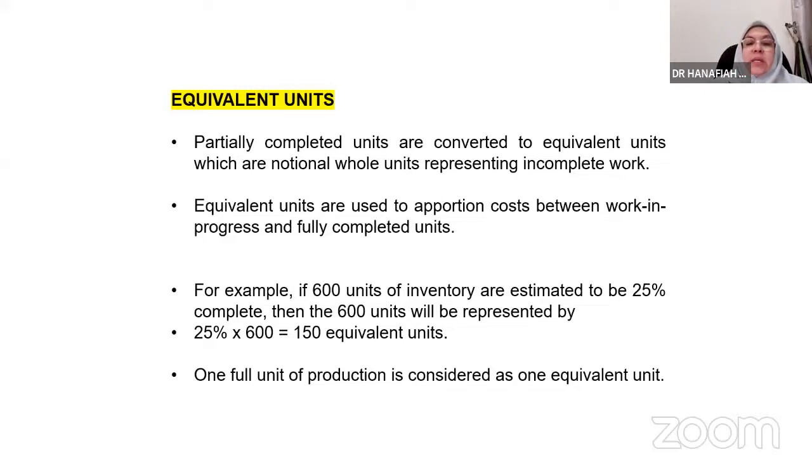For example, if you have 600 units of inventory and you estimate that they are 25% complete, the 600 units will be represented by 25% times 600. Therefore, 150 equivalent units. So, I will show you how. Another thing you have to remember is that one full unit of production is considered one equivalent unit.